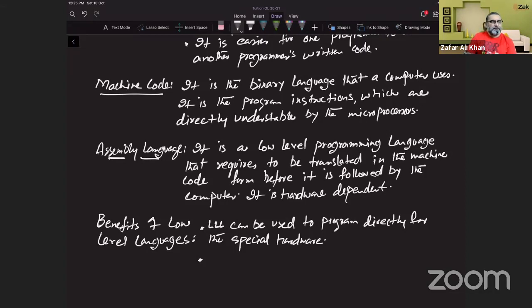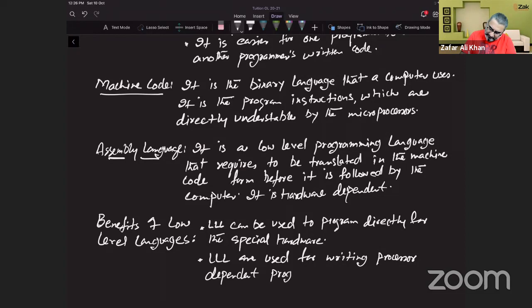Let's say if someone has invented a particular type of good processor, so if we make use of that processor, we have to have the assembly language associated with that processor. So programmers can write programs that can make use of special machine-dependent instructions. Low-level languages are used for writing processor-dependent programs. All right, processor-dependent programs means just to take advantage of that particular processor.